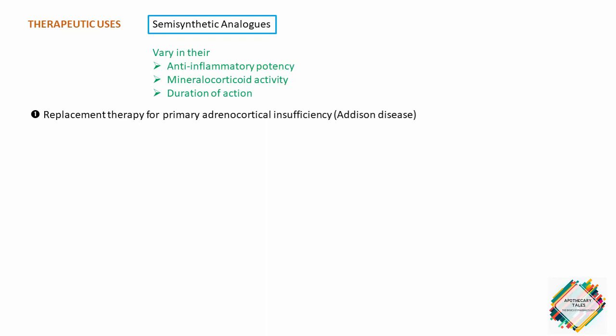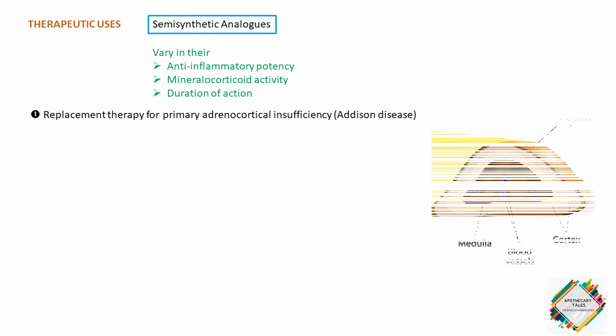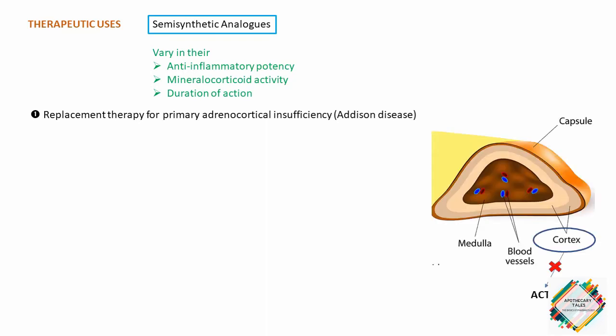So first, it is used as a replacement therapy for the primary adrenocortical insufficiency, that is Addison's disease. Addison disease is caused by adrenal cortex dysfunction, which is usually diagnosed by the lack of response to ACTH administration. Hydrocortisone, which is identical to the natural cortisol, is usually given to correct the deficiency, and failure to do so results in death. The dosage of hydrocortisone is usually divided so that 2/3 of the daily dose is given in the morning and 1/3 is given in the afternoon.